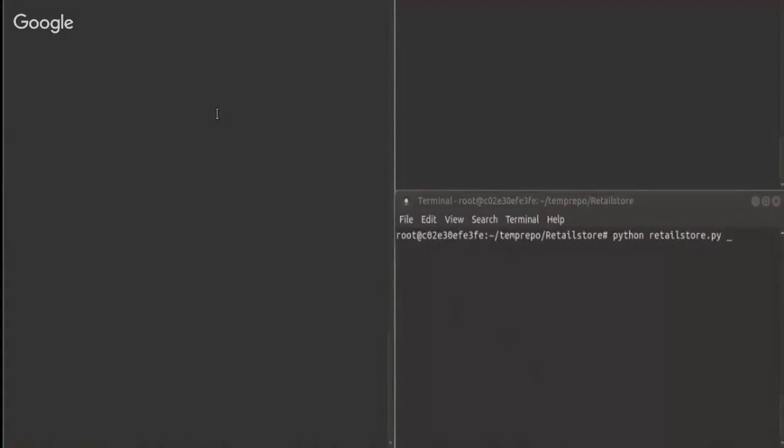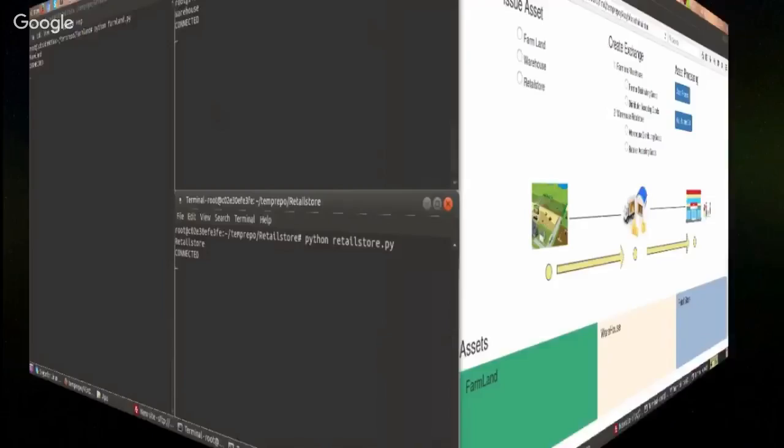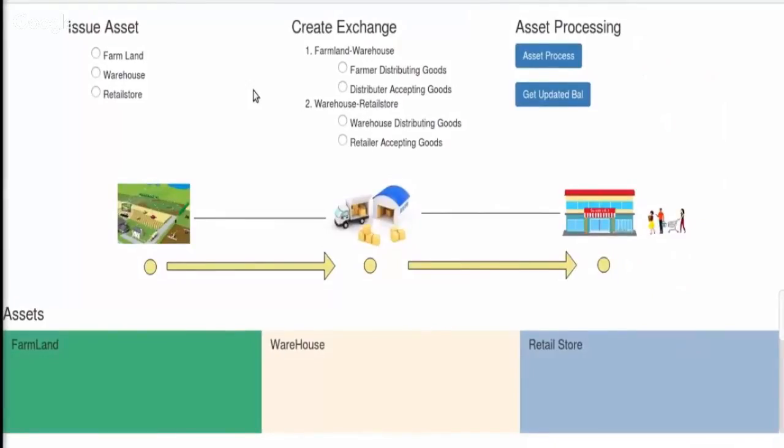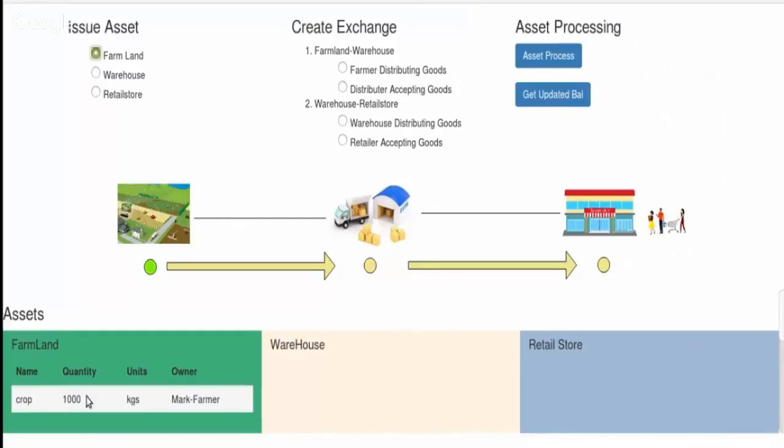This is built using a private blockchain library called MultiChain, as some of you might be aware, using the Python version of MultiChain. This is what you're seeing in the video right now. I am initializing 3 nodes of the blockchain network, which is the agricultural supply chain network. One node is the farmer who has the farmland. The second is the distributor who has the warehouse, and the third is the retailer who has the retail store. So the first step is to allocate the assets.